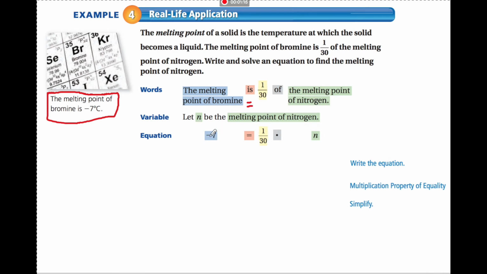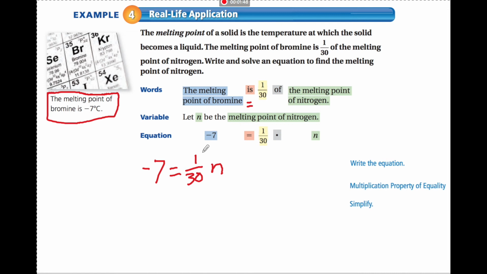So our equation is going to be -7, the melting point of bromine, is, which is our magic word for equals, 1/30 times the melting point of nitrogen, which we're going to call N. So first thing we have to do is write the equation. -7 is equal to 1/30 times N. Okay, so now we want to isolate N. We want to get N alone on one side of the equal sign.